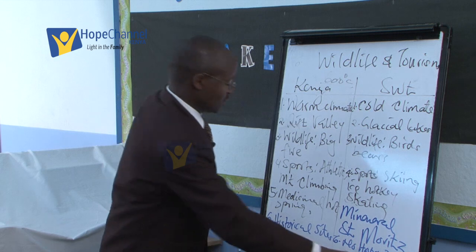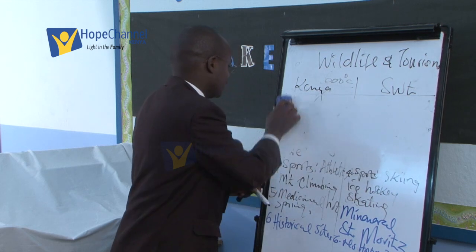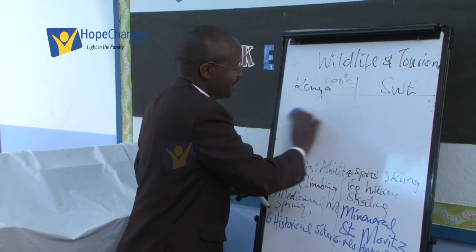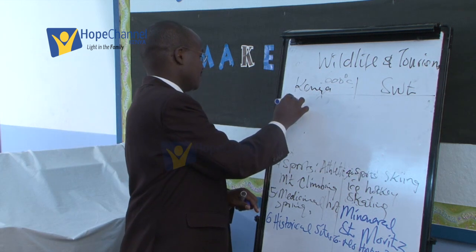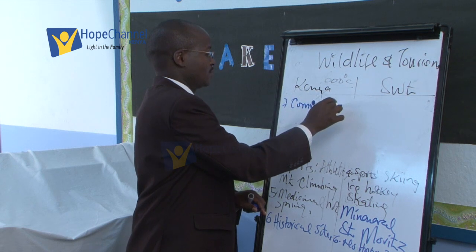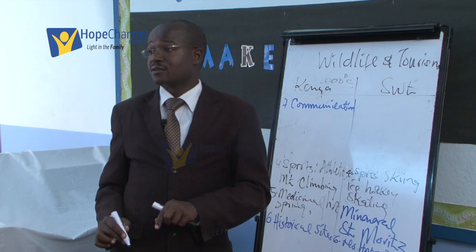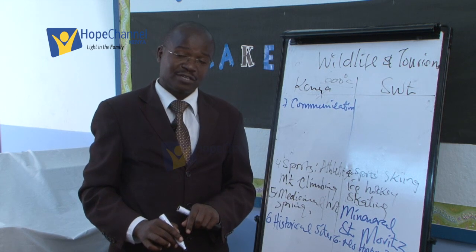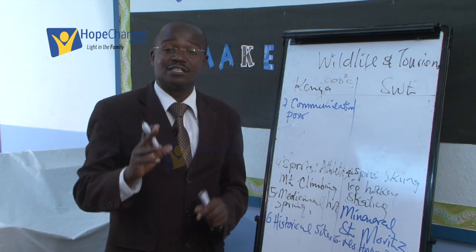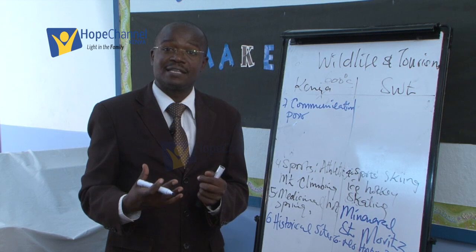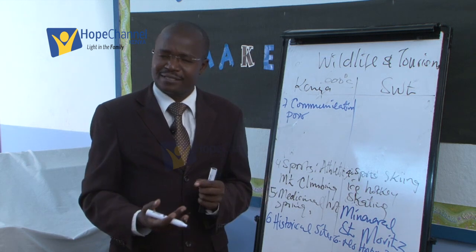The other differences, if we can proceed, you find that there are many differences, but we are only picking the main ones as we proceed. The other one is communication. That is number 7, communication. In Kenya, we have a poor communication network. Poor means that it has not developed. We have not developed in a manner that we can compete with Switzerland, and therefore it does not attract any tourists to come and see what's happening.